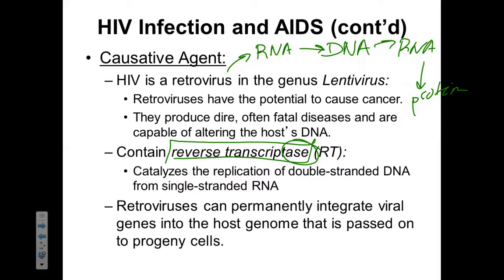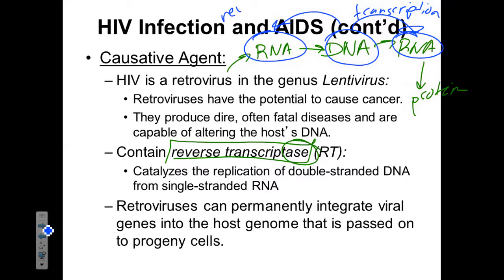So when we go from DNA to messenger RNA, or from DNA to RNA, that's called transcription. Remember, we had transcription and then translation, DNA to RNA to protein. If you go from RNA backwards to DNA, that is reverse transcription. Wow, I really need to calibrate this smartboard. And reverse transcription is done by the enzyme reverse transcriptase. So this reverse transcriptase is going to catalyze the production of DNA from single-stranded RNA.